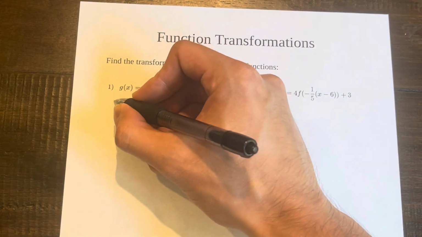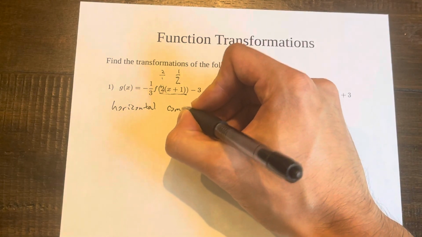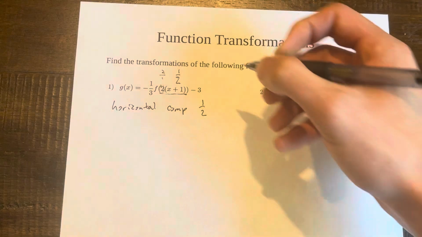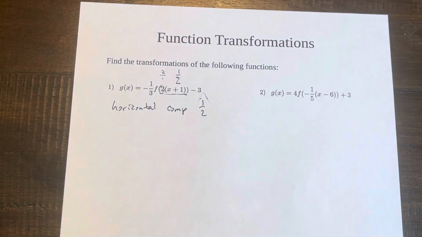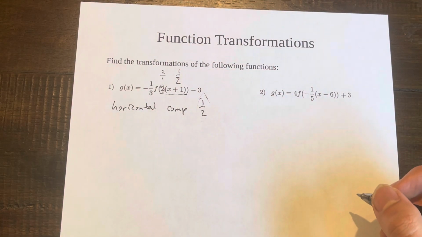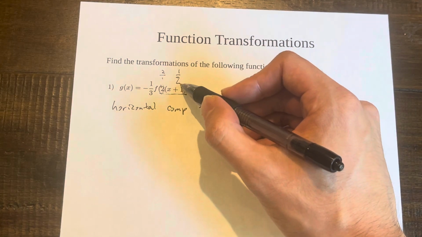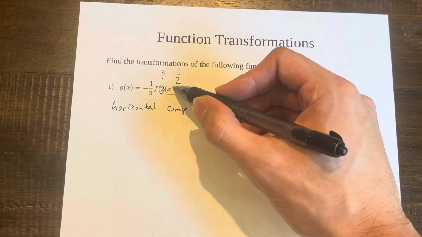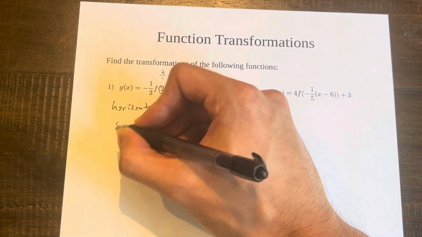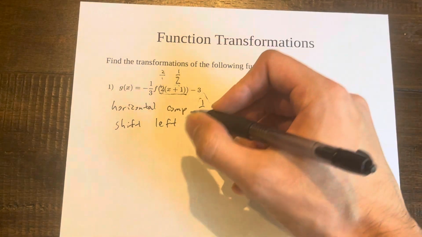So this is going to be a horizontal compression by 1/2. Yeah, so if this number is less than 1, it's going to be a compression. And if it's greater than 1, it's going to be a stretch. All right, so moving from left to right, this is going to be our next one. And the +1 means we're going to shift left by 1.